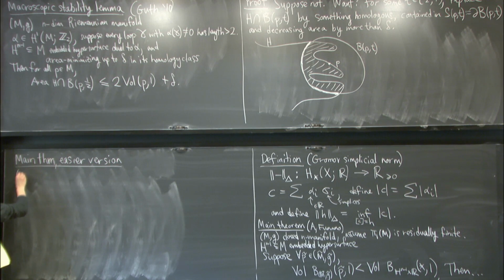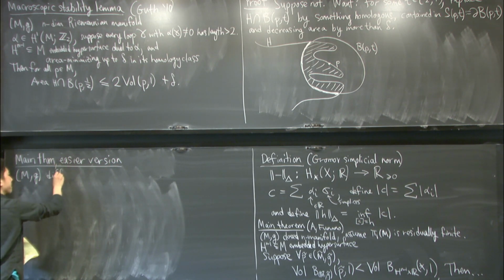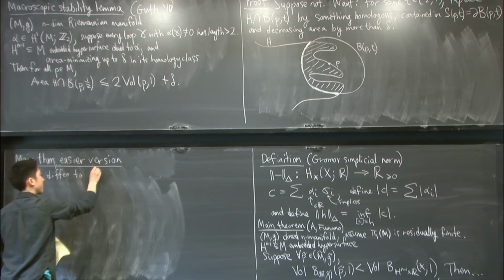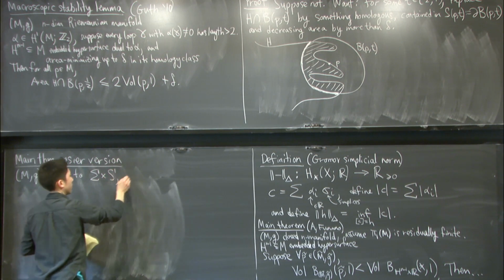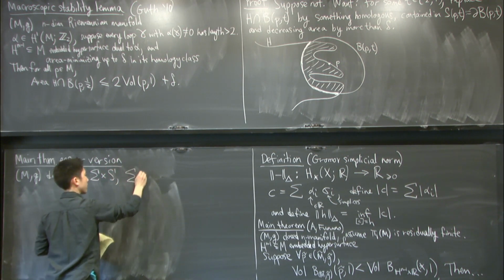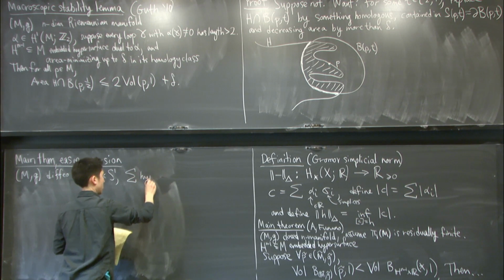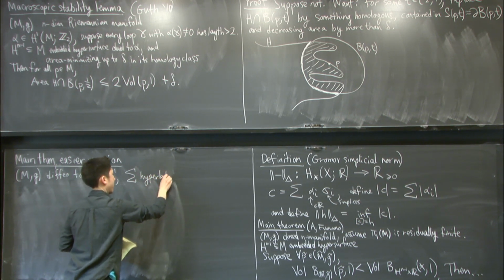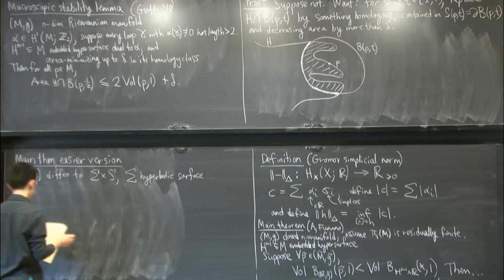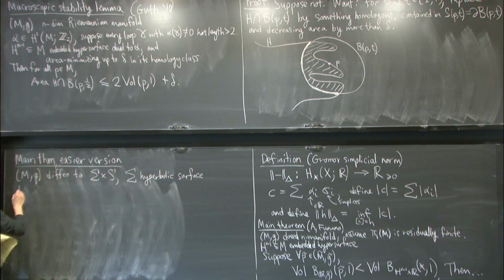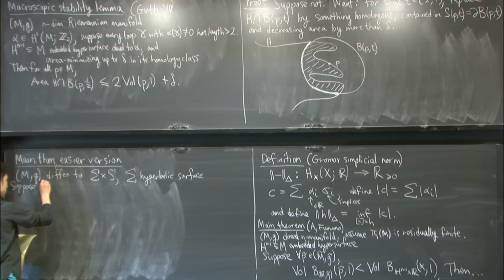So in this version, I will assume that M, our manifold, is a product, the product of a hyperbolic surface with a circle. And then I'll have my assumption about the macroscopic scalar curvature.